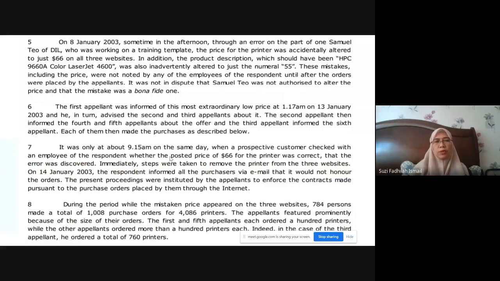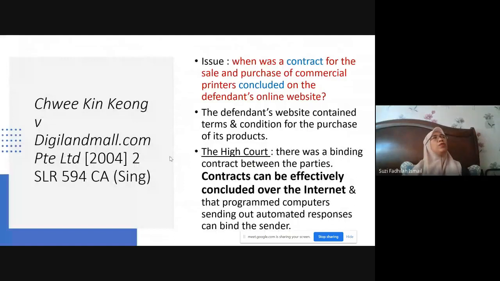This is actually the screenshot from the case. So the issue which is relevant for our discussion is, when was the contract for the sale and purchase of commercial printers concluded? We want to know at what point of time there was a contract. Is it possible to have a valid and concluded contract by using a website? Because it was done automatically. The advertisement about the price on the website is an invitation to treat, no problem. And then the 6 appellants wanted to buy and placed 100 orders, because they knew this was a mistaken price basically. So they placed a very high order, and then the automatic system said accepted basically. That's why they brought the case to the court.